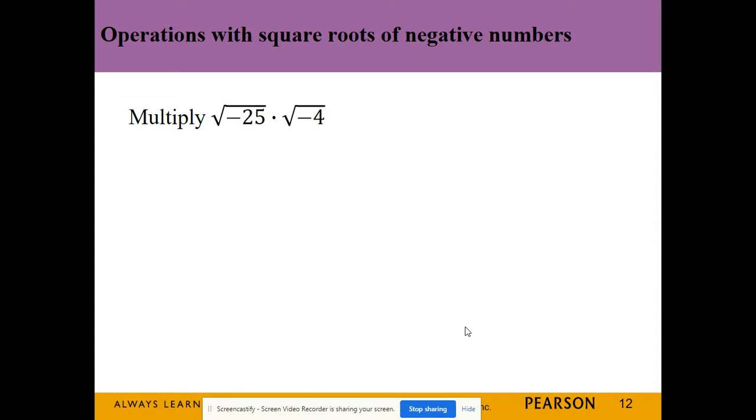So, operations with square roots of negative numbers. First thing I would do is simplify each radical separately. So you end up with 5i. Square root of 25 is 5. Square root of the negative makes it i. Square root of negative 4 is 2i. You multiply them together, you get 10i squared, which ends up being negative 10. These are two imaginary numbers to begin with. But in the context of using imaginary numbers, when you multiply them together, you would end up with negative 10.